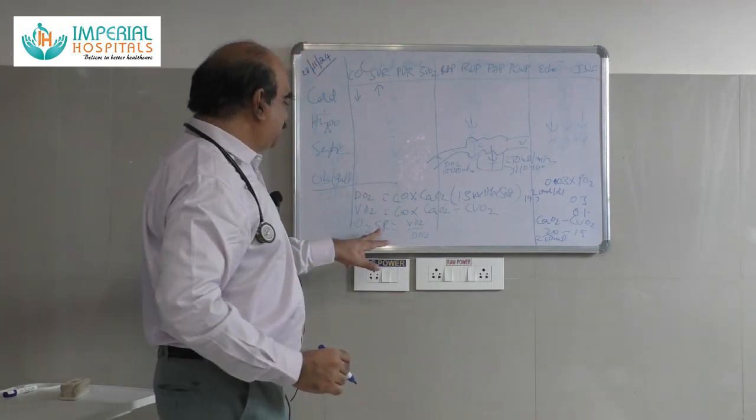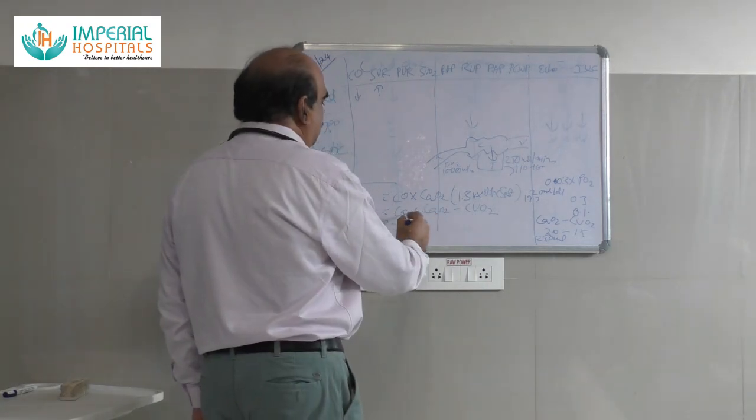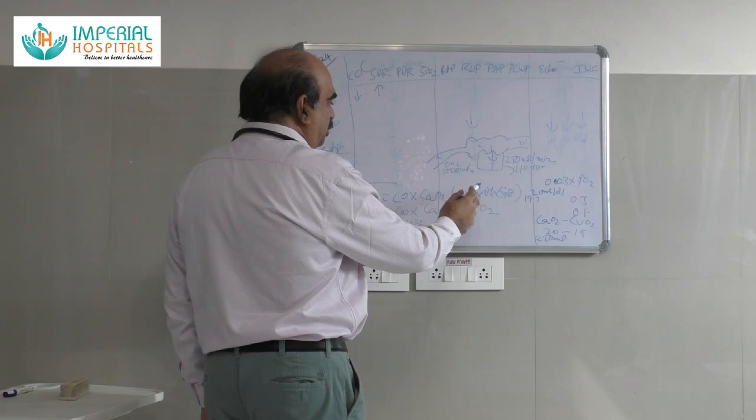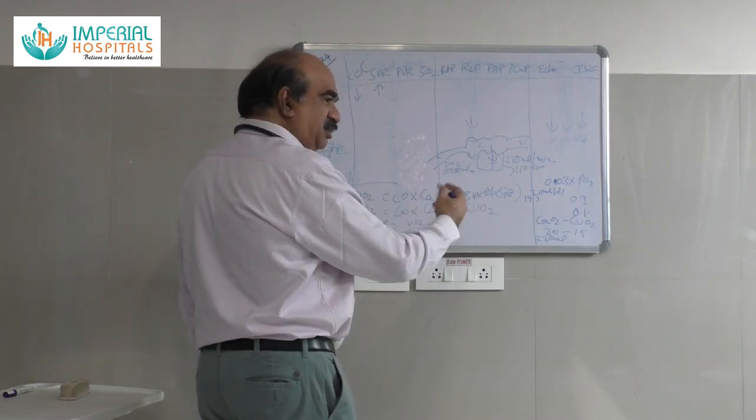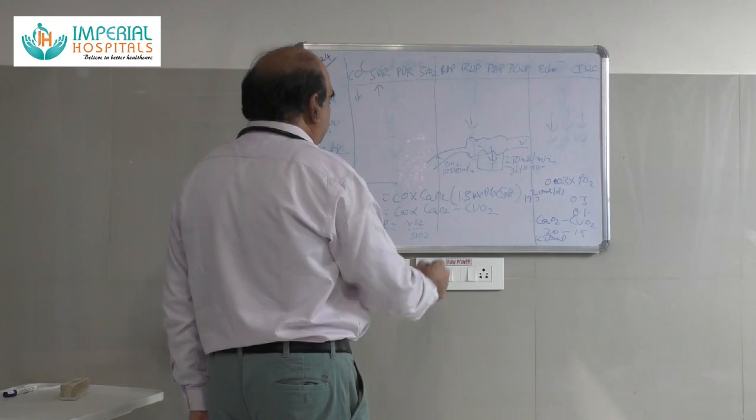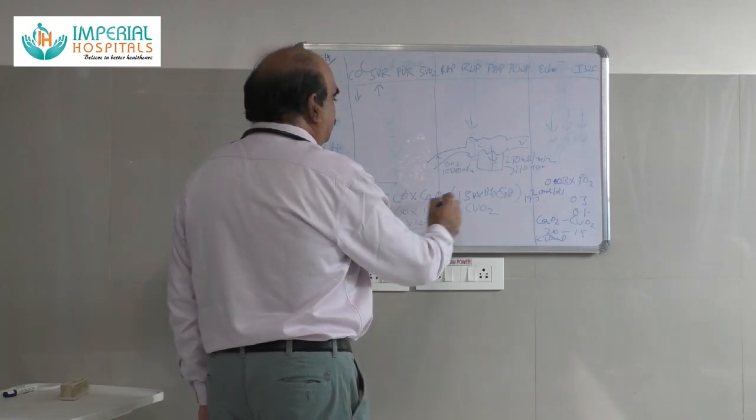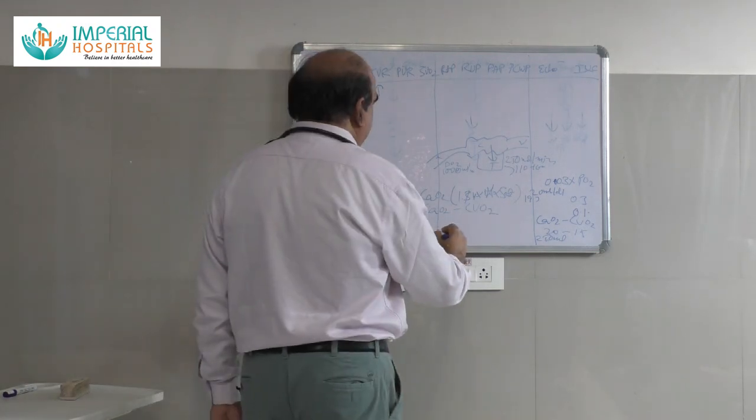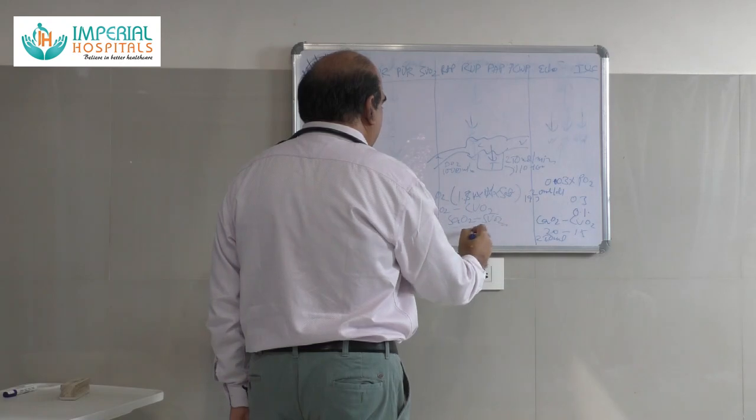So here oxygen extraction ratio is VO2 by DO2. What is VO2? Cardiac output times CaO2 minus CvO2. CaO2 means 1.34 times hemoglobin times SaO2. CvO2 means 1.34 times hemoglobin times SvO2. So in VO2 and DO2, cardiac output, 1.34 and hemoglobin are all common. So finally the equation will be SaO2 minus SvO2 divided by SaO2.